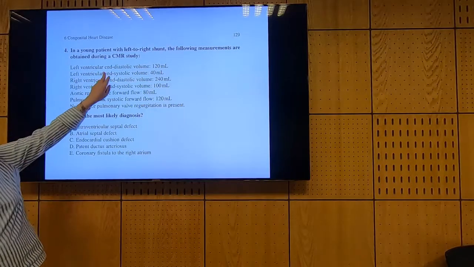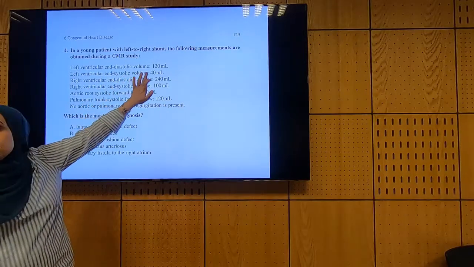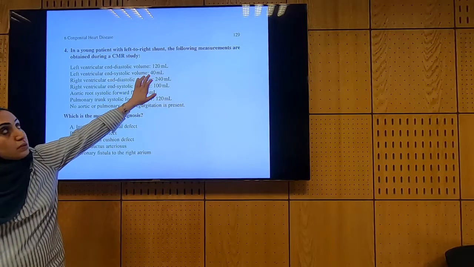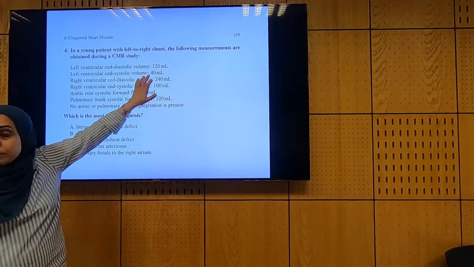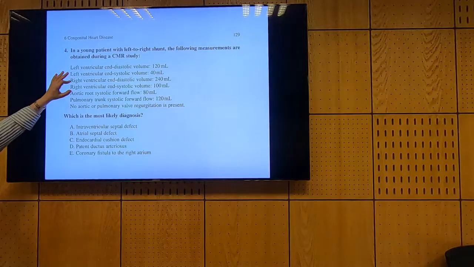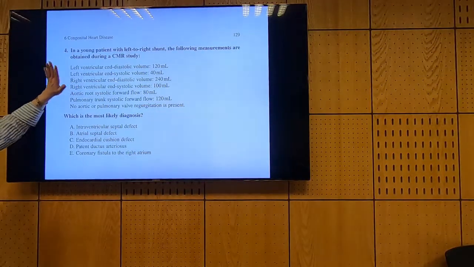They said the left ventricular end-diastolic volume is 120, and the left ventricular end-systolic volume is 40. So how much did the left ventricle eject? 80. The stroke volume of the left ventricle is 80. Then they said the right ventricular end-diastolic volume is 240, and the right ventricular end-systolic volume is 100. So the stroke volume coming from the right ventricle is how much? The stroke volume from the RV is 140, and which one had more, the RV or the LV? The RV has more stroke volume. Okay, keep that in mind.